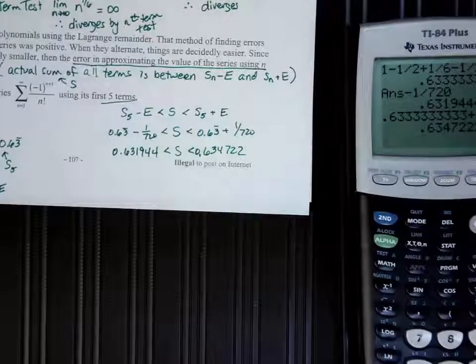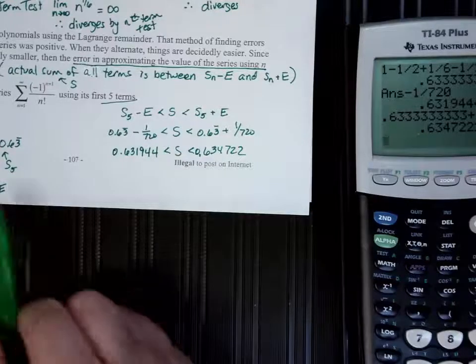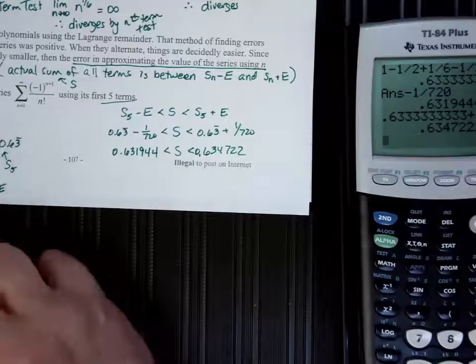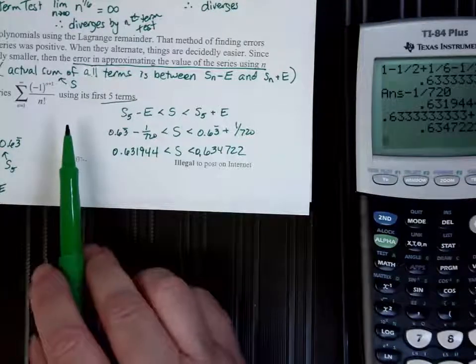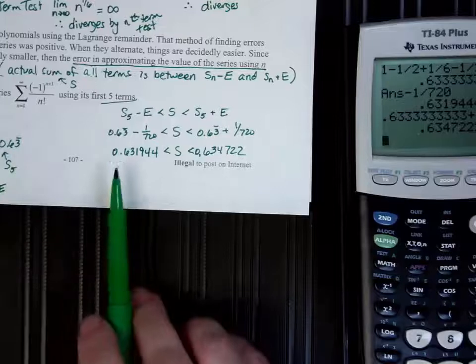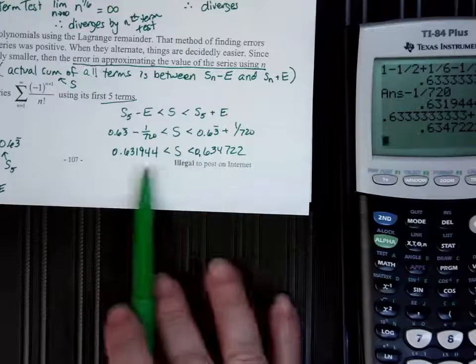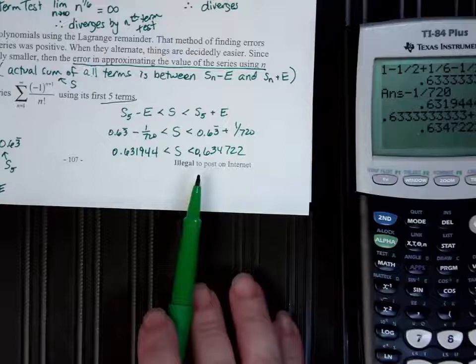So what did we just figure out? We just figured out that if I had the ability to add up all the terms in this sequence, 1 over infinity factorial, whatever that is, all the way out, my answer would fall between these 2 decimals. That's what it would be. That's what I just figured out.